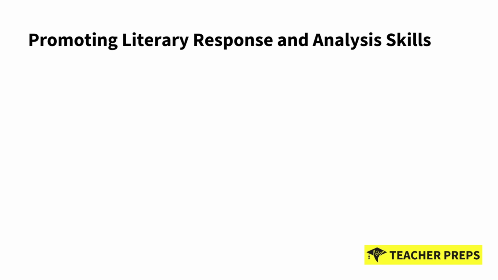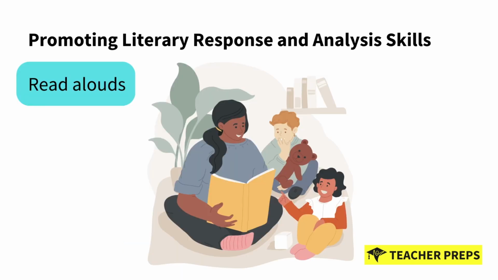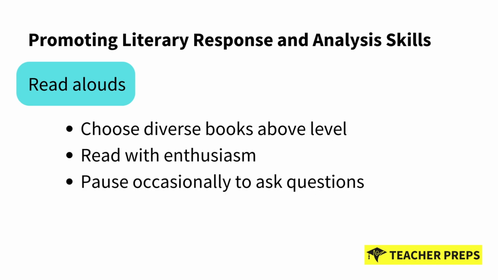In this section, you'll learn how to provide multiple opportunities for students in grades 4 through 6 to listen to and respond to literature and to interact with others about literature. Starting with read alouds, teachers can expose students to a range of genres, authors, and cultures, modeling fluency and expression. To implement this, choose diverse books that might be slightly above their independent reading level. Read with enthusiasm, changing your voice for the different characters, and pause occasionally to ask open ended questions.